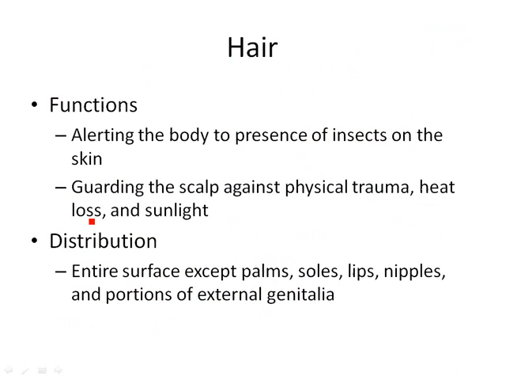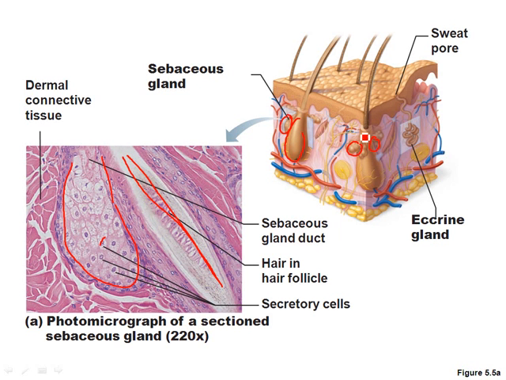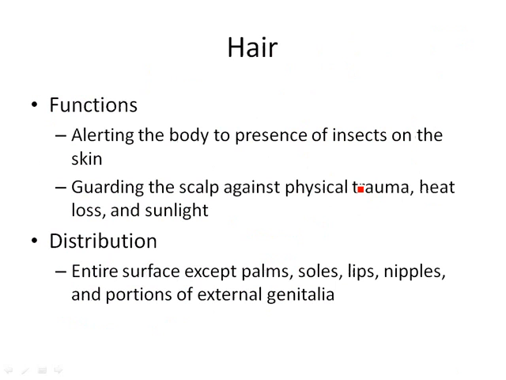All right, why do we have hair? Several reasons. We have it to alert us to the presence of insects on our skin. You're like, really? Let me go back to the picture. See this hair follicle? See this hair? These are little nerve endings. When a bug crawls across your skin, it causes that hair to wiggle, that causes this to wiggle, causes that nerve to be stimulated, and that allows you to know something's crawling across your skin. So it tells us that.